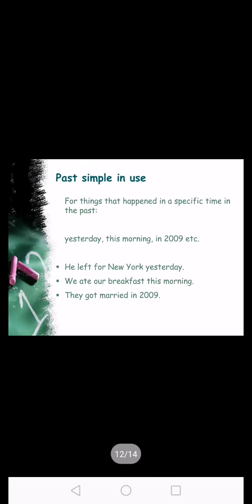Past simple in use. For things that happened at a specific time in the past, the following time expressions are used: yesterday, this morning, in 2009. Examples: he left for New York yesterday. We ate our breakfast this morning. They got married in 2009.